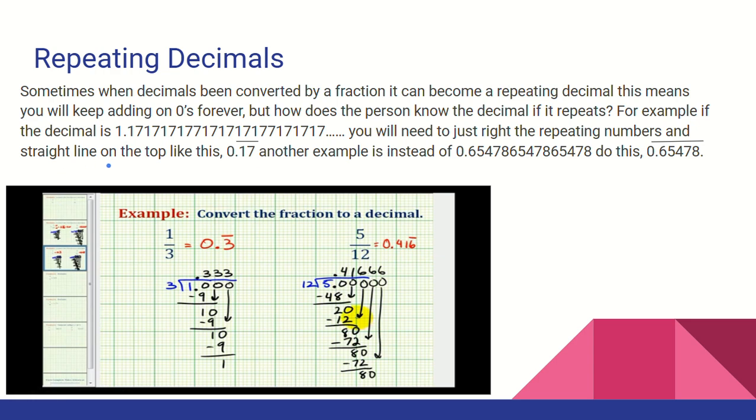For example, if the decimal is like 0.17, oops, there's a problem here. Nah, found a mistake. 17. You will need to just write the repeating numbers with a straight line on the top like this. 0.17 repeating. So I know that it's gonna go 17, 17, 17, 17, 17, since there's a bold line over here. Another example is instead of 0.65478, 0.65478, 0.65478, just do this. 0.65478 with that line.